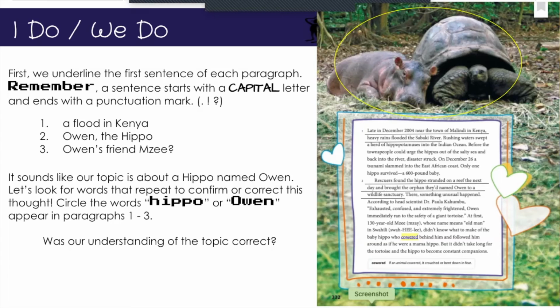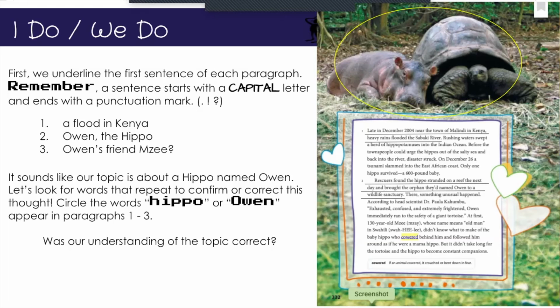On December 26th, a tsunami slammed into the East African coast. Only one hippo survived, a 600-pound baby. So I'm being introduced to my flood, and I heard about a second flood happening on December 26th when a tsunami, I know that's a giant wave from science class, hit the East African coast. But I'm also hearing a lot about these hippos. So I might start seeing more information about hippos popping up and not just about this flood.